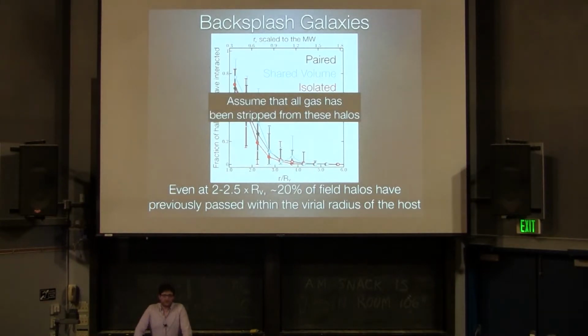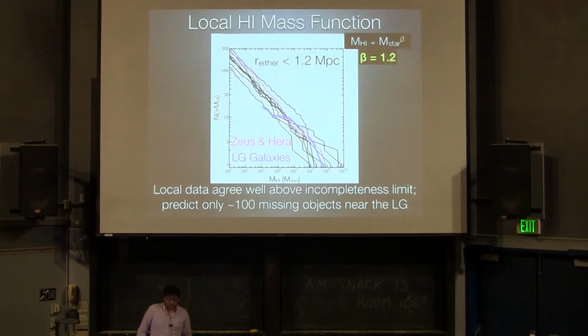Now we're going to do the ultra simple thing and say that all of these galaxies that have ever been within R vir have no gas today. They've had all their gas removed via ram pressure stripping. And then let's just see what that gives us. Well, it turns out that it gives us this HI mass function that actually agrees quite well with the observed HI mass function, again, up to the incompleteness limit. Interestingly, though, we only predict about 100 missing gas-rich objects around the Local Group, around the Milky Way and M31.